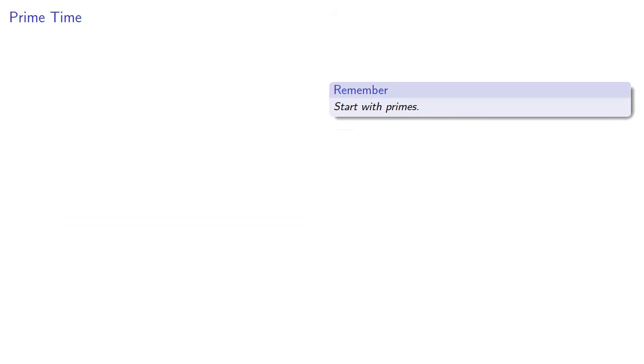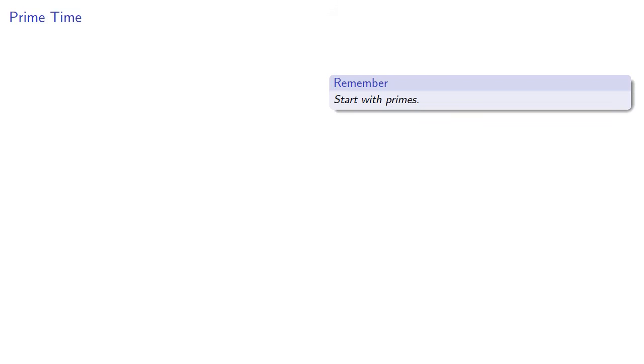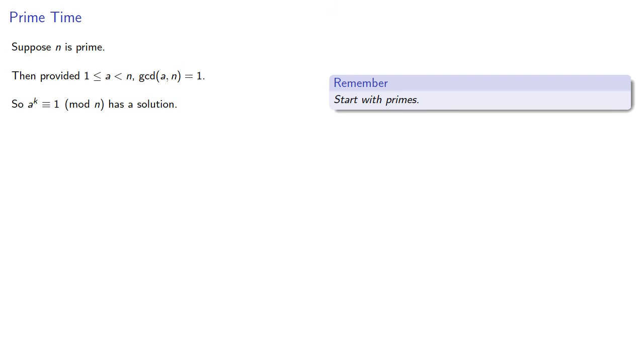So a useful strategy is to start with primes. Suppose n, our modulus, is prime. Then, provided that a is between 1 and n, the greatest common divisor will be 1, so a to the k congruent to 1 has a solution. And since 1 to the k is just 1 for all k, we'll assume that a is between 1 and n.